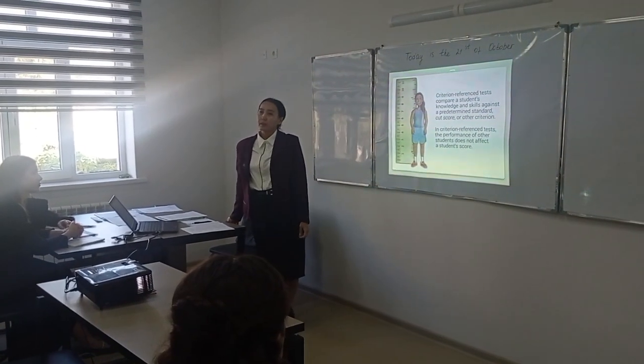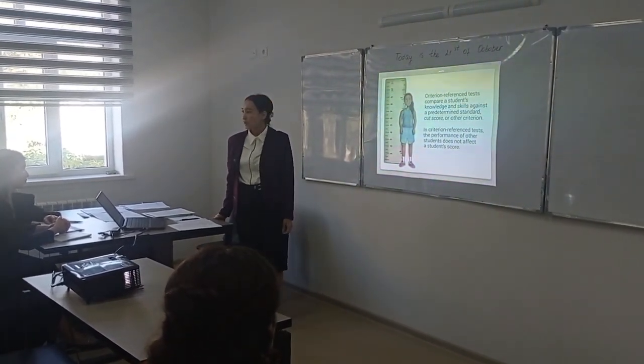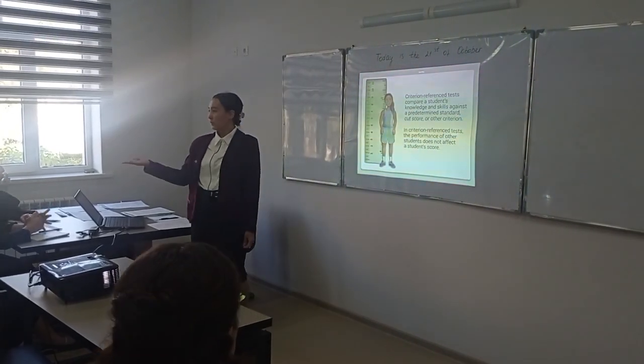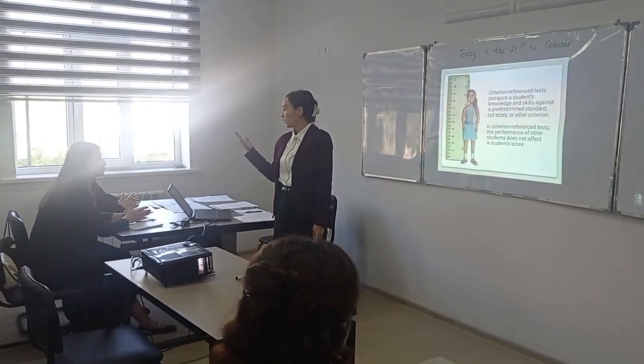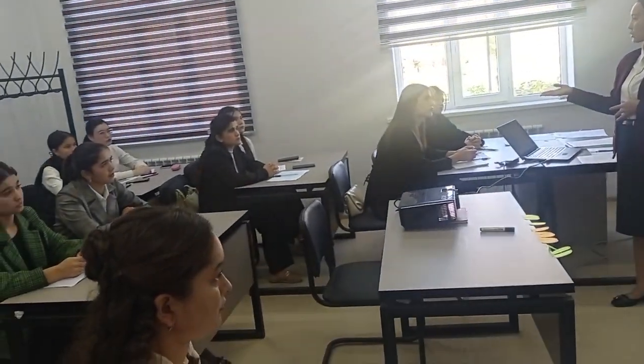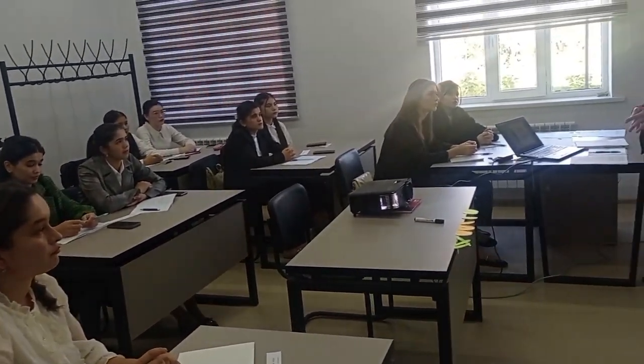Next, criterion reference assessment compares students' knowledge and skills against a predetermined standard, cut score or other criterion. In criterion reference assessment, the performance of other students does not affect a student's score. For example, if a student gets the predetermined score according to the standard, we should not compare your score with another one. We should compare your score against the standard or criterion. There won't be any kind of comparison between students.